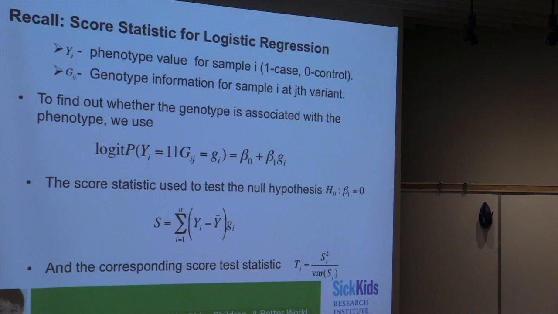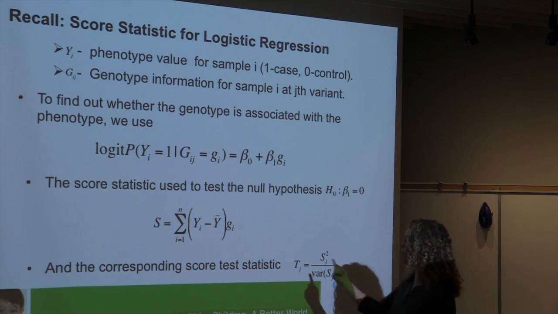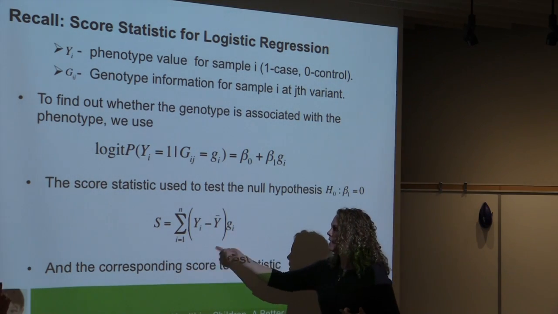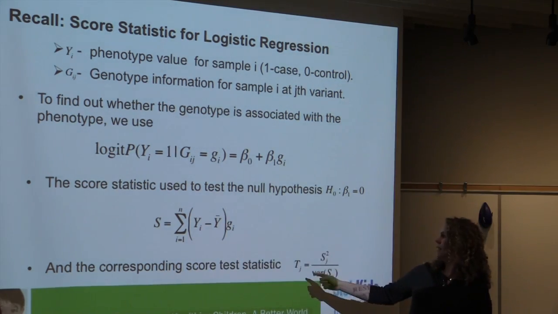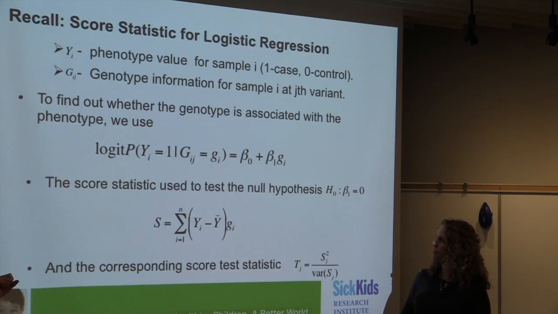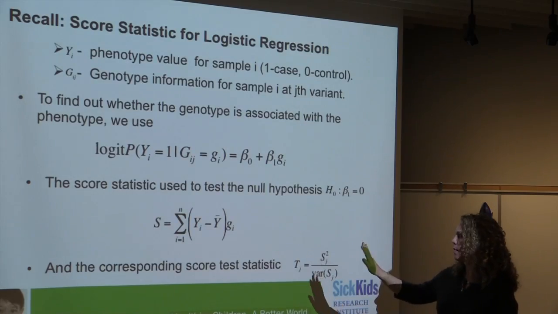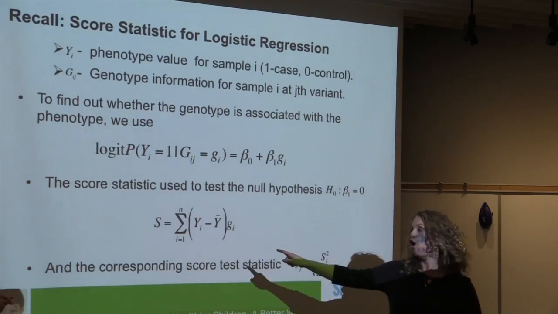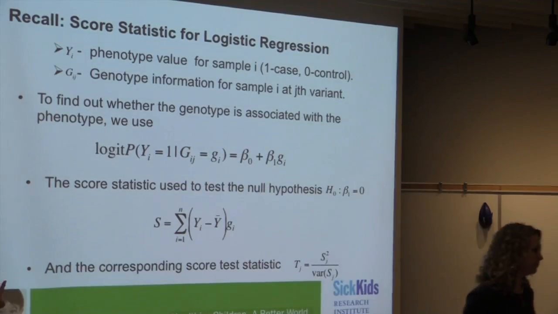Okay. So recall the score statistic that I just talked about for association analysis, a very easy score statistic, and the test that we use just takes the score statistic, squares it, and divides it by the variance. So remember this here, and this is the genotype call right here, G_i.